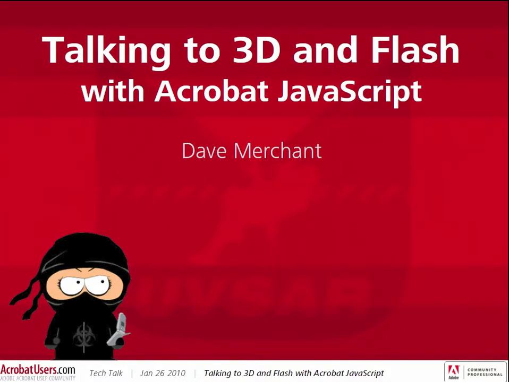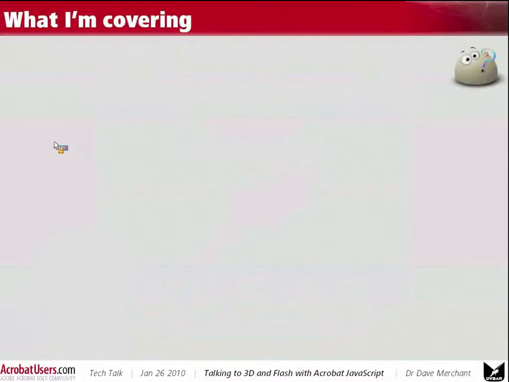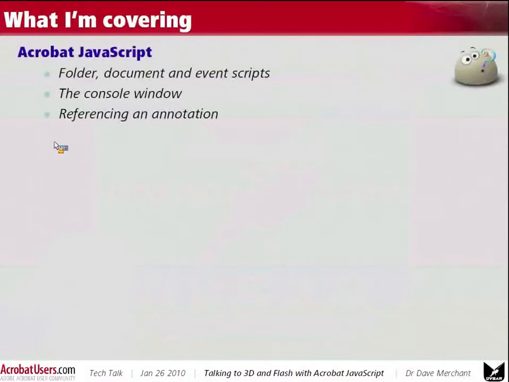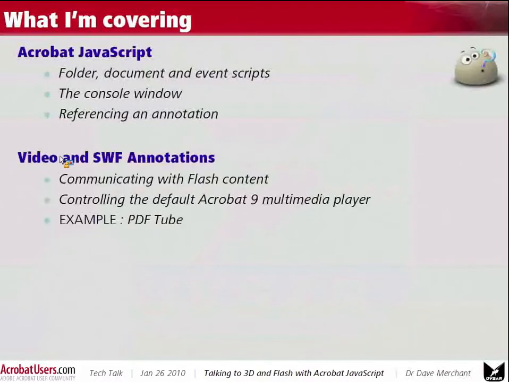The plan today is to cover, first of all, a little bit of an introduction to what Acrobat JavaScript does. Some of you will have encountered it before, some of you will be wondering what on earth it is. I'll try in a couple of minutes to elaborate on what it is and what it's for. I will explain how we can use JavaScript to talk to annotations which contain video, audio, or Flash content, and how we can get Flash content to talk back to PDF.